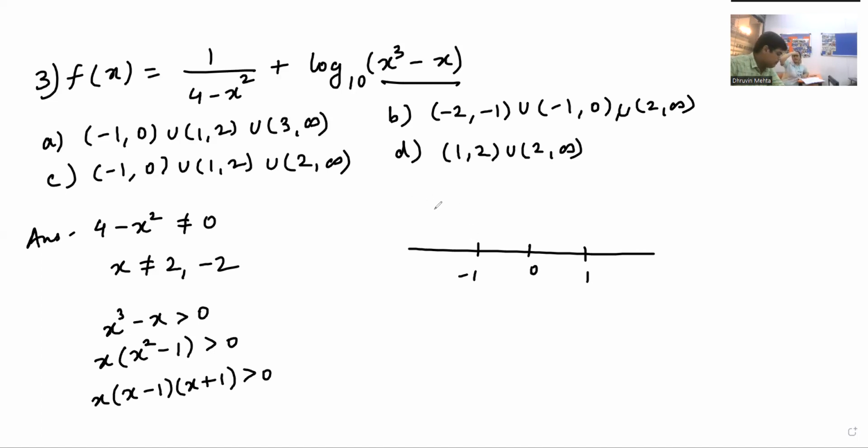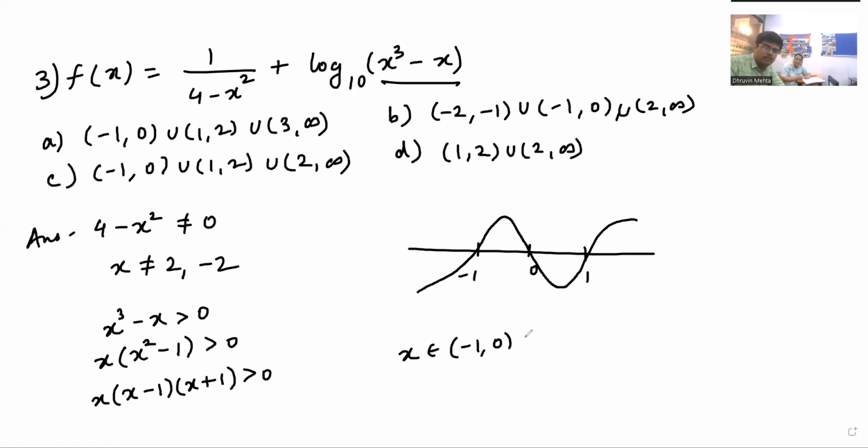ये होगा -1 से 0 और 1 से infinity, और इसमें ओपन इंटरवल है. Minus 1 to 0 and 1 to infinity. हाँ, correct. You get minus 1 to 0 and 1 to infinity. Correct. So it's going to be minus 1 to 0.